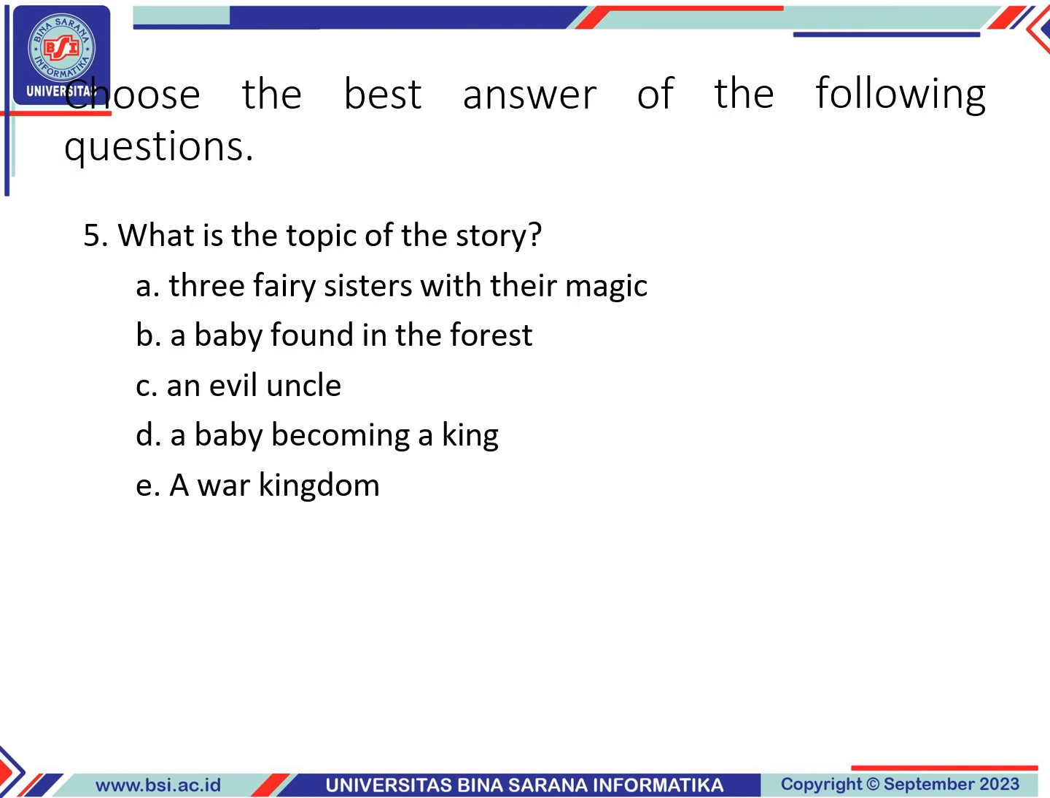Last question. What is the topic of the story? A. Three fairy sisters with their magic, B. a baby found in the forest, C. an evil uncle, D. a baby becoming a king, or E. a war kingdom. The answer is A, three fairy sisters with their magic. Okay, we are done answering all the questions.